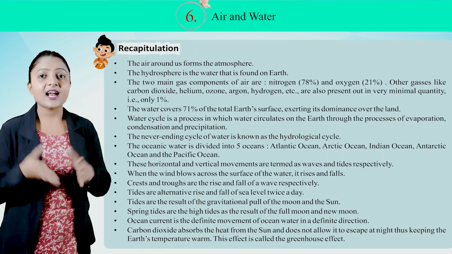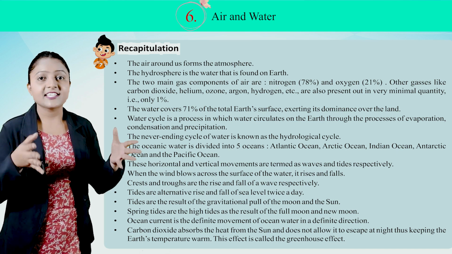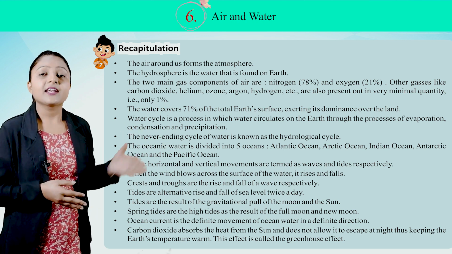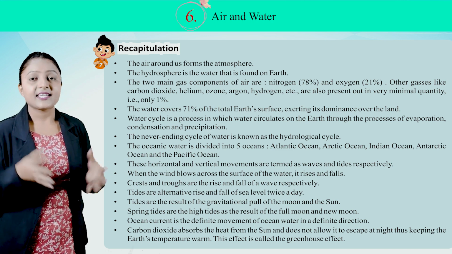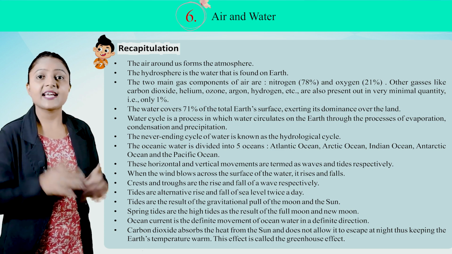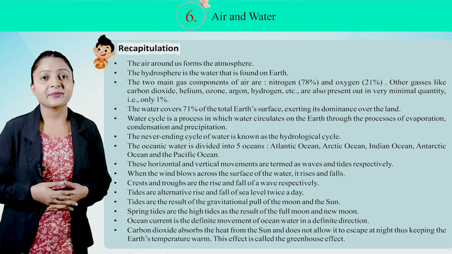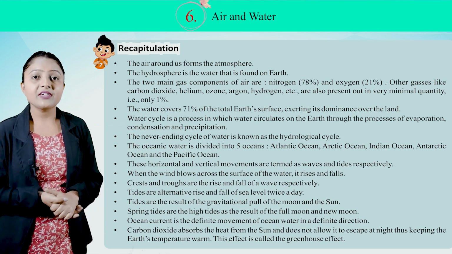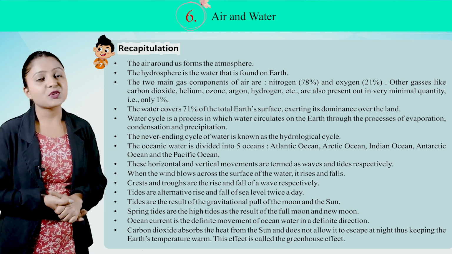Recapitulation. The air around us forms the atmosphere. The hydrosphere is the water that is found on Earth. The two main gas components of air are nitrogen 78% and oxygen 21%. Other gases like carbon dioxide, helium, ozone, argon, hydrogen, etc. are also present in very minimal quantity, only 1%. The water covers 71% of the total Earth's surface, exerting its dominance over the land.